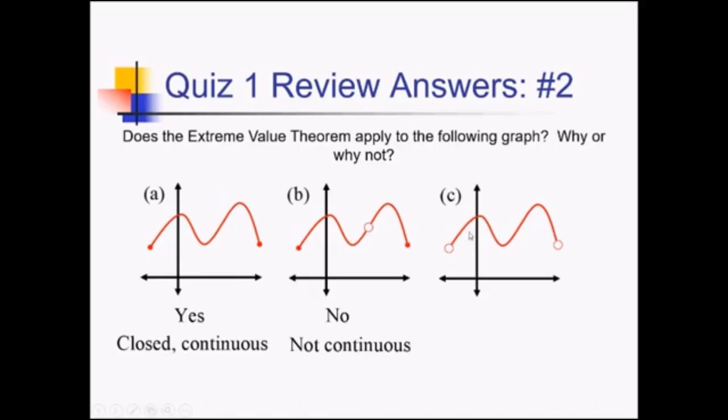Now, for C, this is also a no because this one, although it is continuous between the endpoints, is not on a closed interval. The endpoints themselves are not there. So this is not closed, therefore the EVT does not apply in this case.